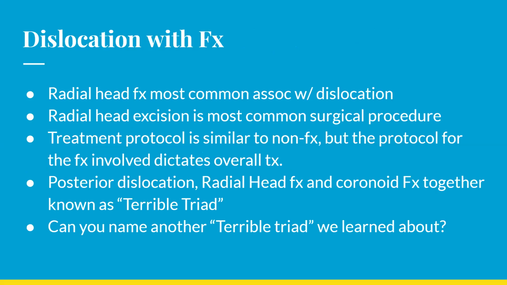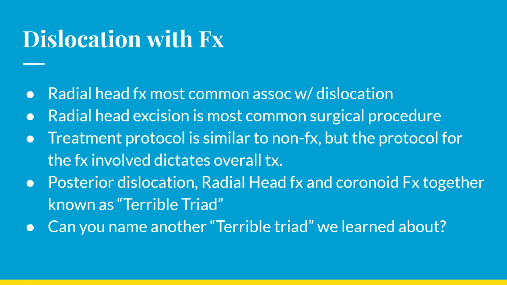And then we'll talk a little bit about dislocation with fracture. So the radial head fracture is the most common associated with elbow dislocation. And for that, they do radial head excision. That's the most common surgical procedure to treat that. And when we're dealing with the treatment protocol here, it's pretty similar to the non-fracture, but the protocol for the fracture involved dictates the overall treatment. And Jill talks more about radial head excision and radial head fractures in her lecture. And I'm sure you've all already listened to that one.